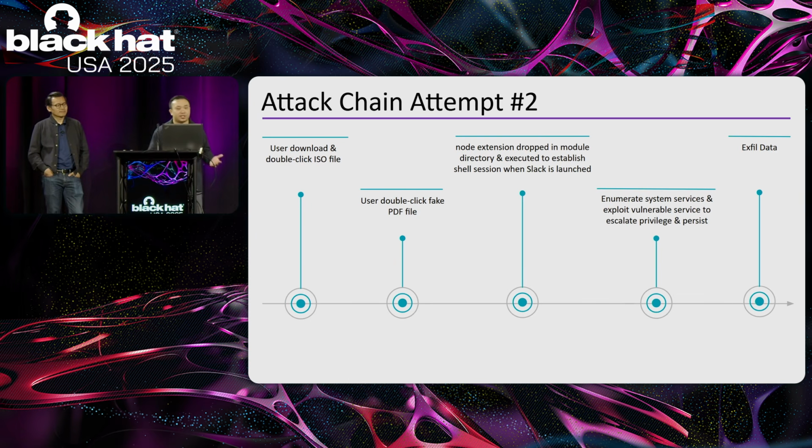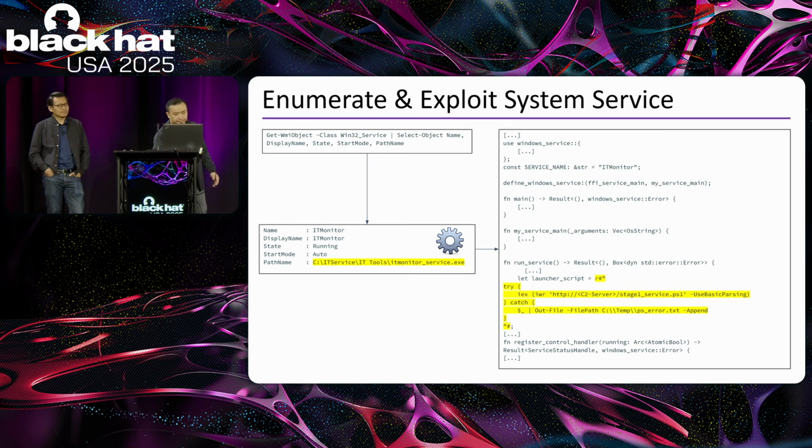So when Slack launches, I got a shell session back. So up to this point, I no longer trigger any alert from Falcon. So I move on to the next steps, which are enumerating system services to find a vulnerable one to exploit to escalate privilege and persist.